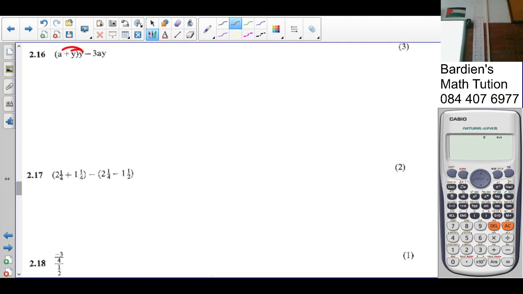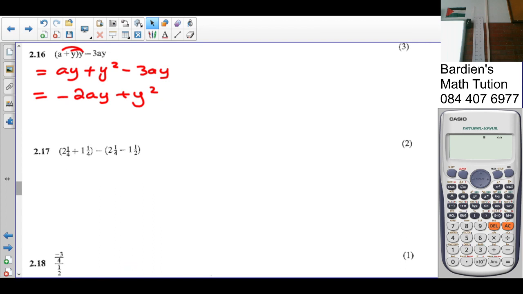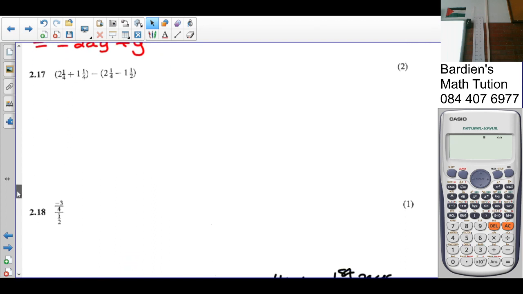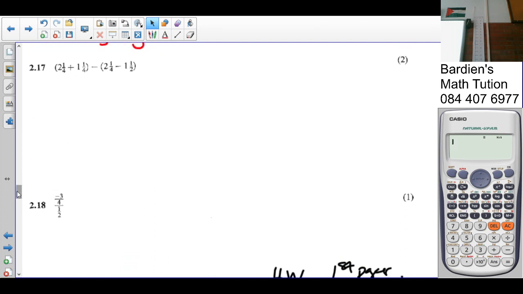Get rid of the brackets. So 8 times y is 8y. Y times y is y squared minus 3y. Not so? So what do we do now? Like terms. So 8y minus 3y, negative 2y... plus y squared. Unlike terms.